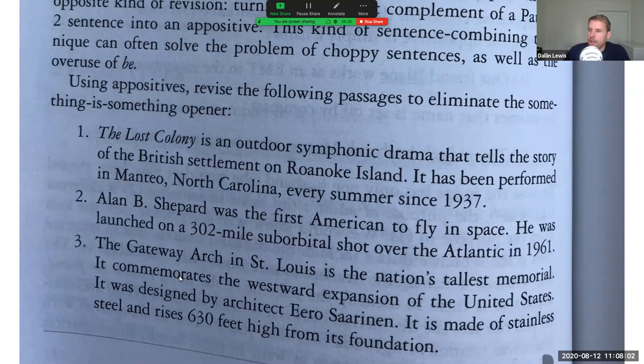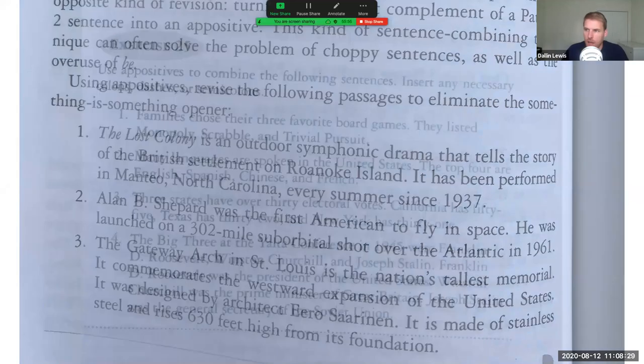So I would say, the Gateway Arch in St. Louis, the nation's tallest memorial, designed by architect Eero Saarinen, made of stainless steel. Could I say that? Made of stainless steel? No, that one wouldn't work because that's not an appositive. That's a problem. I'm just going to skip the rest of it. You get the idea. All right.